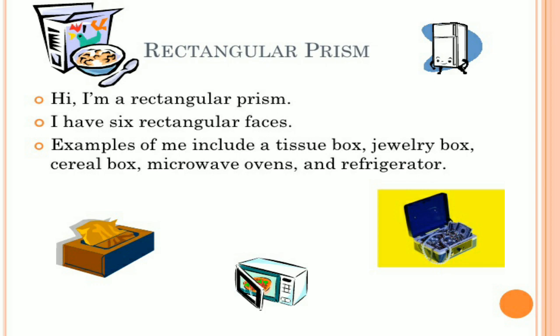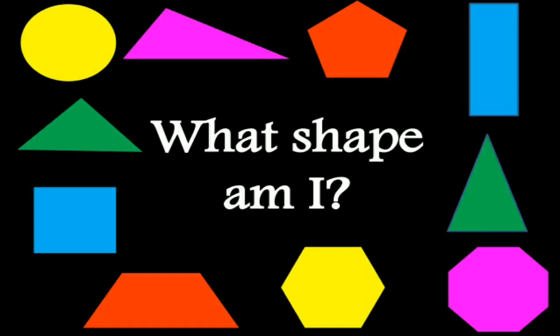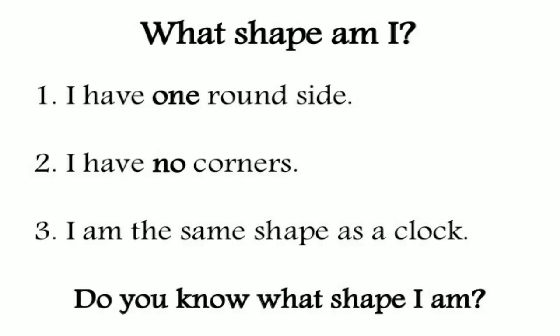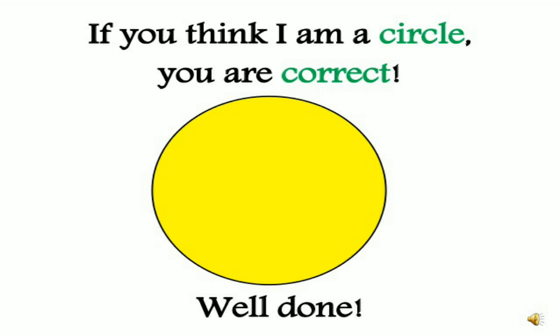Now we are doing some exercise. What shape am I? I have one round side. I have no corner. I am the same shape as a clock. Do you know what shape I am? I have no sides and no corner. I have one round side. Do you know what shape I am? If you think I am a circle, you are correct. It's a circle shape.